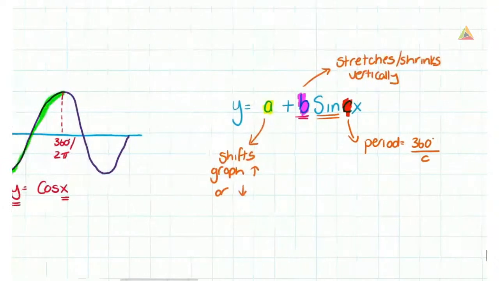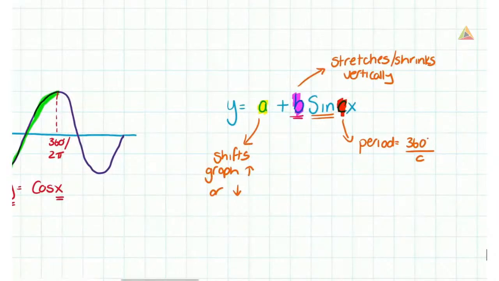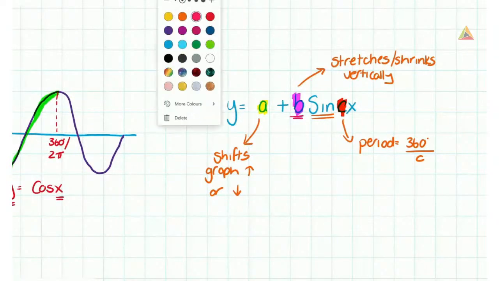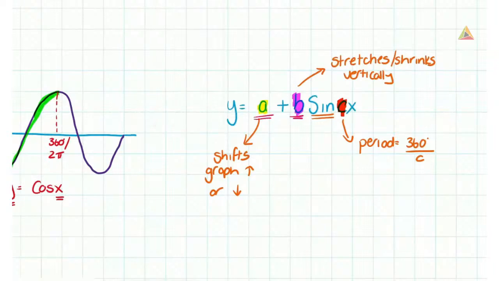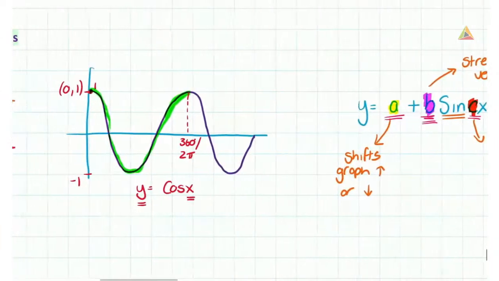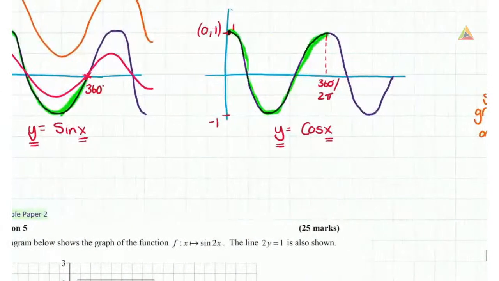Okay, and we're going to see that anyway in an exam question that we're going to look at now. But quite important, I suppose, that we have three things that can happen. We can shift the graph up or down, we can stretch or shrink the graph vertically, and we can, by changing this number here, stretch or shrink the graph horizontally as well.